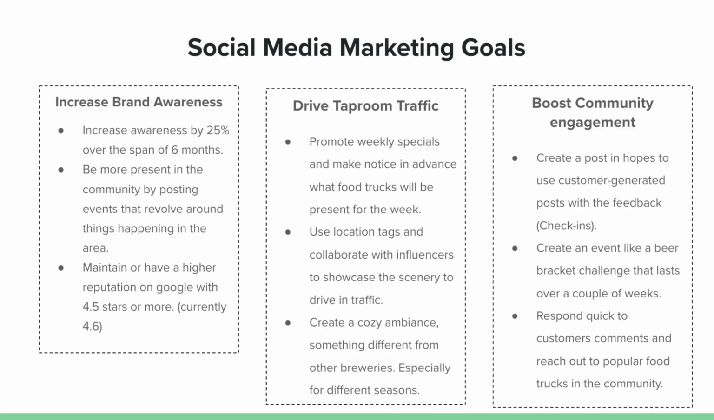Social media marketing goals. We would like to increase brand awareness by 25% over the span of 6 months. Be more present in the community by posting events that revolve around things happening in the area. Being involved in the community is a huge thing that people see as a great opportunity to collaborate with a brewery. Maintain or have a higher reputation on Google. We currently have 4.6 stars, so we would like to maintain that.